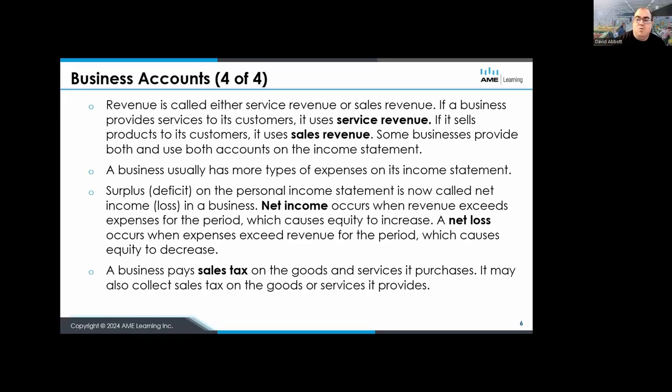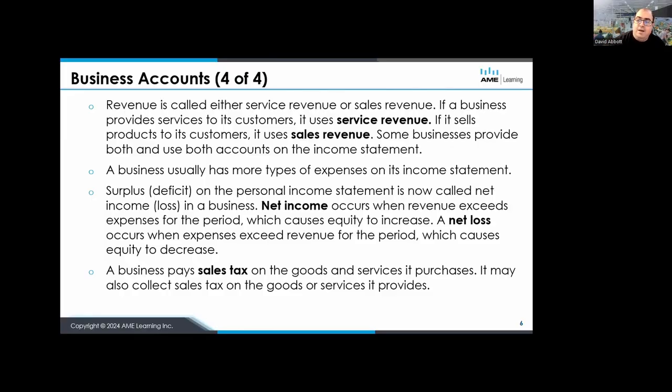Now, revenue is called either service revenue or sales revenue. If a business provides services to a customer, then it's going to be service revenue. If a business sells products to a customer, then it's going to be sales revenue. Some businesses provide both and use both accounts. So some businesses provide both services and products. And we'll see an example when we get to that.